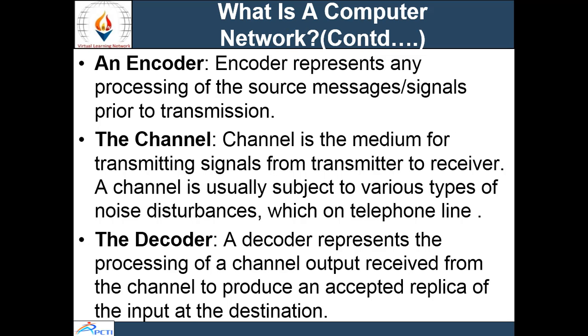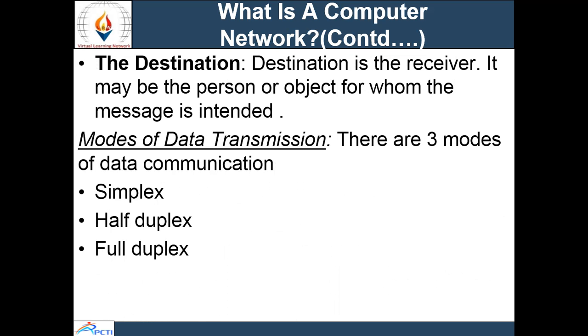Next one is the decoder. A decoder represents the processing of the channel output received from the channel to produce an expected replica of the input at the destination. The last one is the destination. Destination is the receiver. It may be the person or object for whom the message is intended.